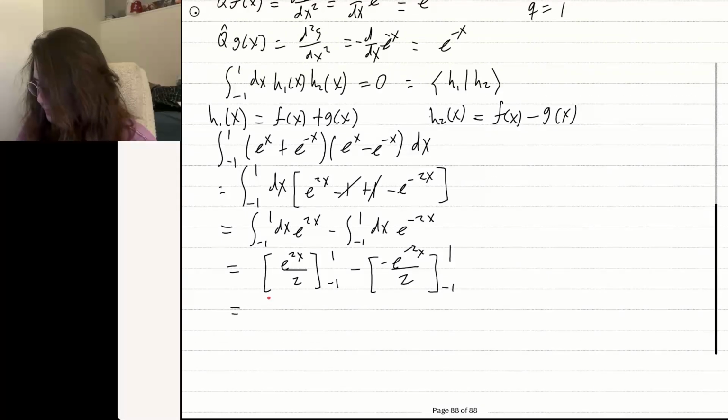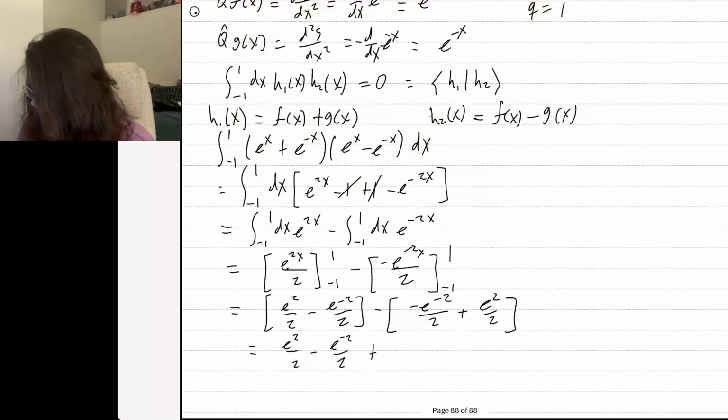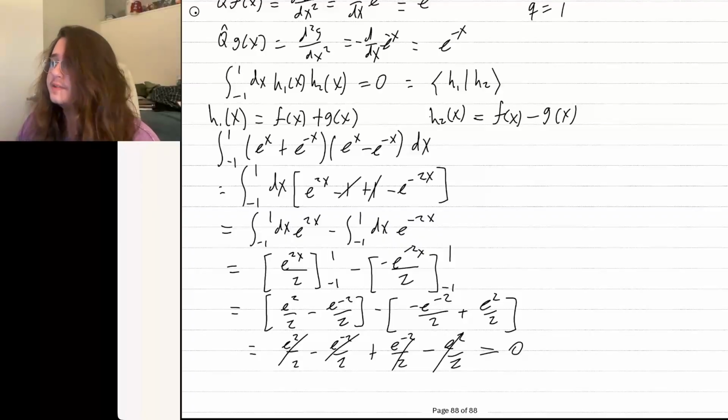And then evaluating at the endpoints, we have e squared over 2 minus e to the minus 2 over 2, minus, minus e to the minus 2 over 2 plus e to the 2 over 2. And then we can distribute those subtractions there. So this is plus e to the minus 2 over 2 minus e squared over 2. So this cancels out that, and it is in fact 0. So it was a good guess.